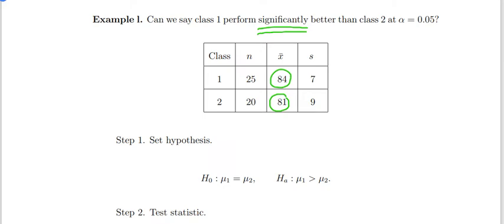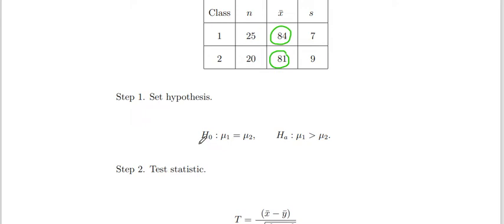We want to check whether the evidence is strong enough, whether the evidence is significant. So for such a problem, we just convert this into a testing problem, right? At first, it's the hypothesis: mu1 equals mu2. Here mu1 means the average of class 1, and mu2 is the average of class 2.